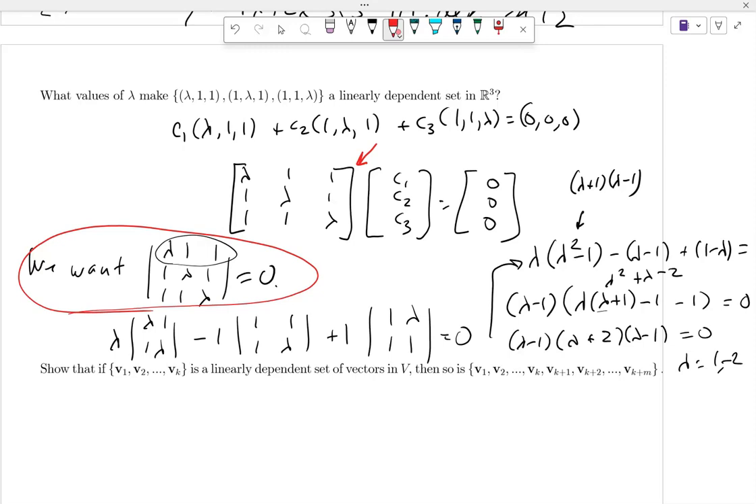Say it again. How did you realize that it didn't have to be, you didn't want it to be invertible? Because if it is invertible, then I can move this to the other side and do the multiplication, and all I get is the 0 vector. And we want non-trivial solutions for linearly dependent. Yeah, that was why.